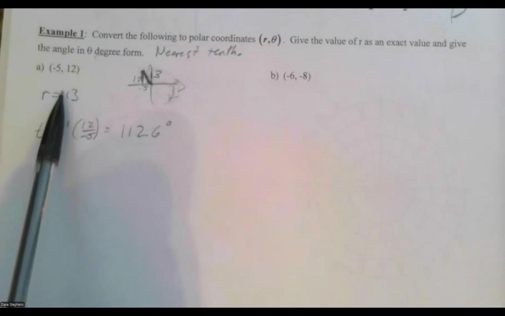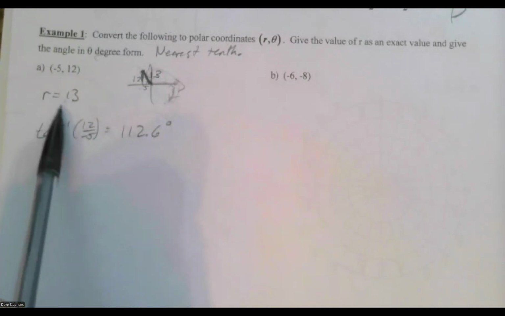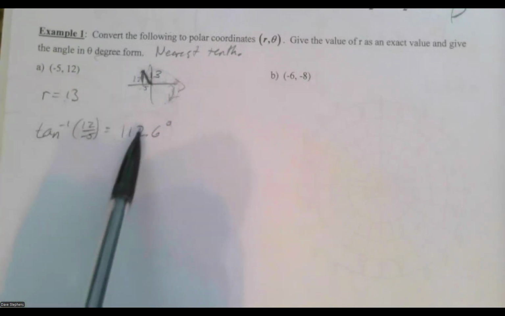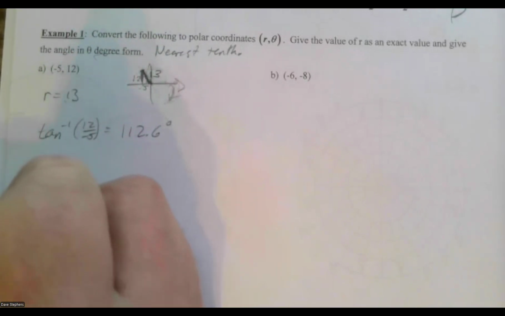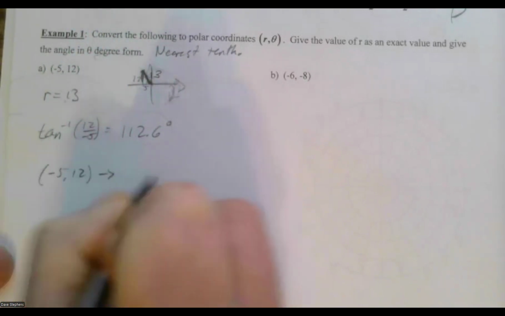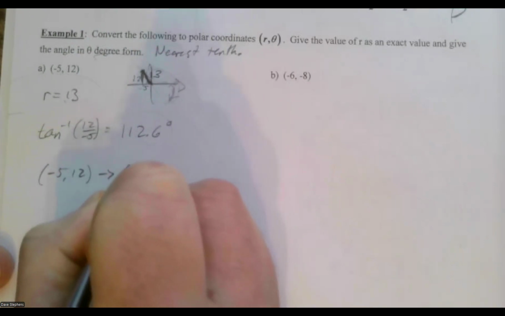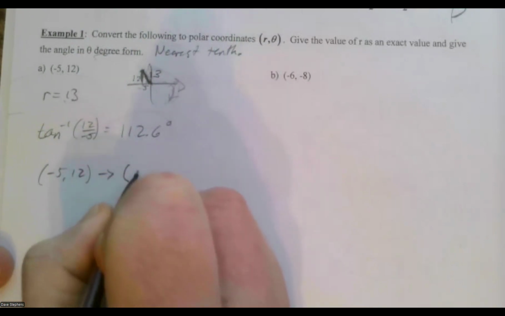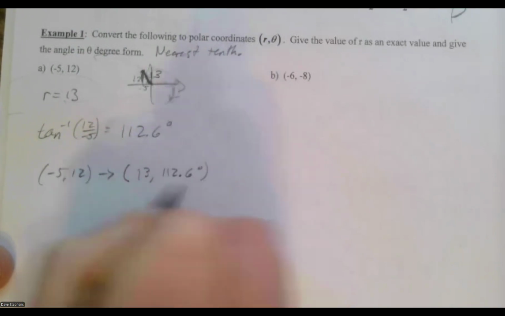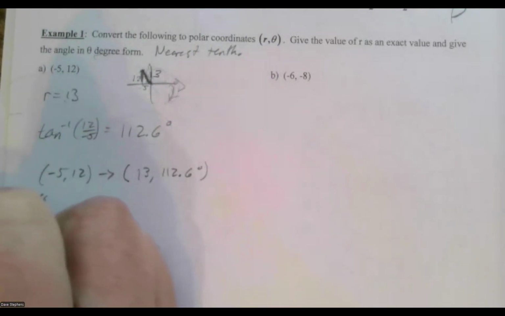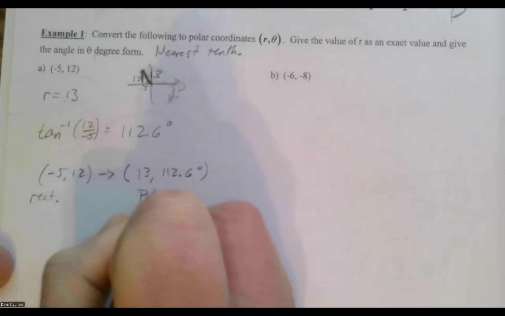All right, so now that I know my radius, how far away I am, and I know my angle, we could say that the coordinate point negative 5, 12 converts into polar as r comma theta, so 13 comma 112.6 degrees. All right, again, this is rectangular, and this is polar.